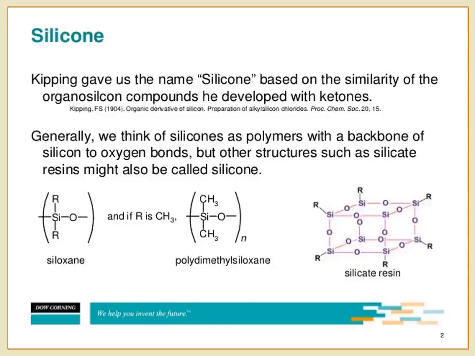The types of silicates are orthosilicates and pyrosilicates. What is orthosilicate? It is the simplest silicate, which contains discrete tetrahedral units. The examples are phenacite and olivine.